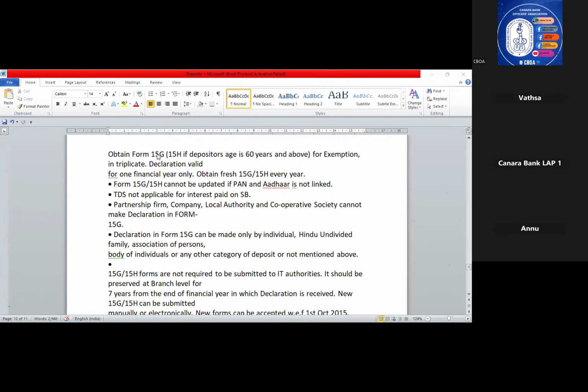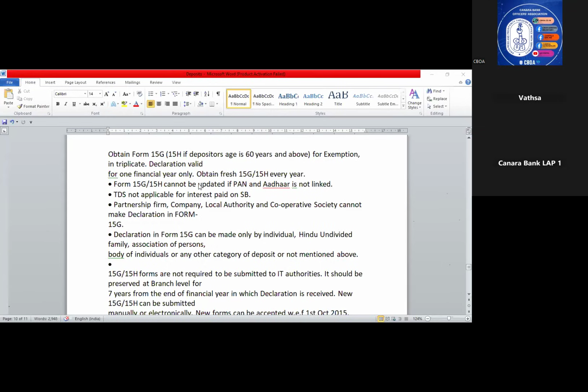Okay. And they will be submitting 15G or 15H. 15G is for less than 60 years, 15H for above 60 years. They will be submitting these forms for exemption in tax. This 15G and 15H has to be submitted every year during the month of April, so that for the entire financial year, whatever transaction is happening, the 15G or 15H submitted in April will be taken care of.